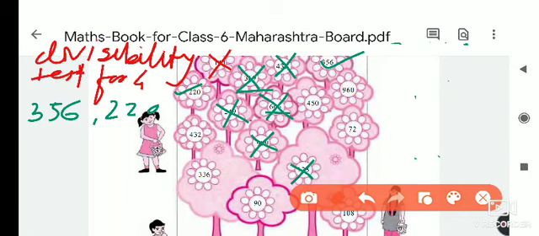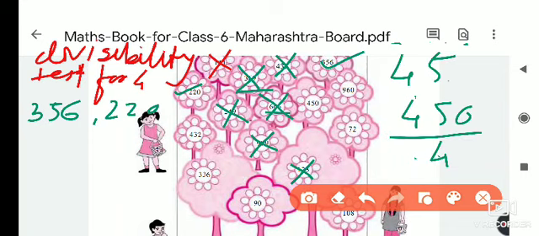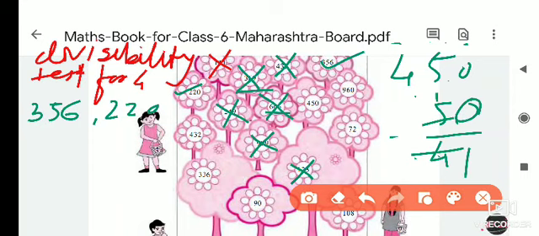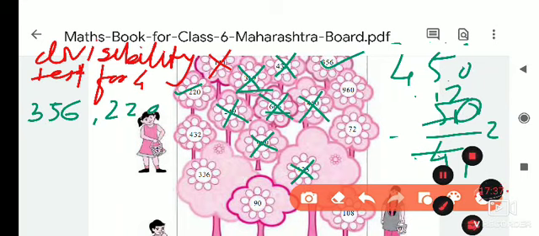Next number is 450. Now we will check that. From this 450 we have to check only the number 50, whether it is divisible by 4 or not. So when we divide 50 with 4, 4 ones are 4, remainder is 1. 4 ones are 4, 4 twos are 8. So here 2 remains as remainder. So the given number is not divisible by 4. Means 450 is also not divisible by 4.